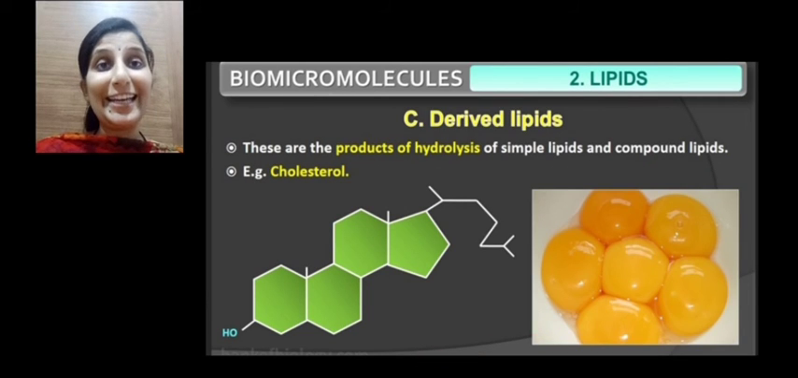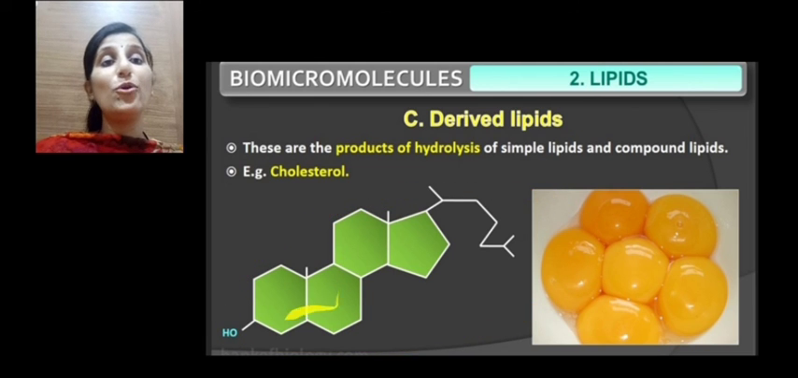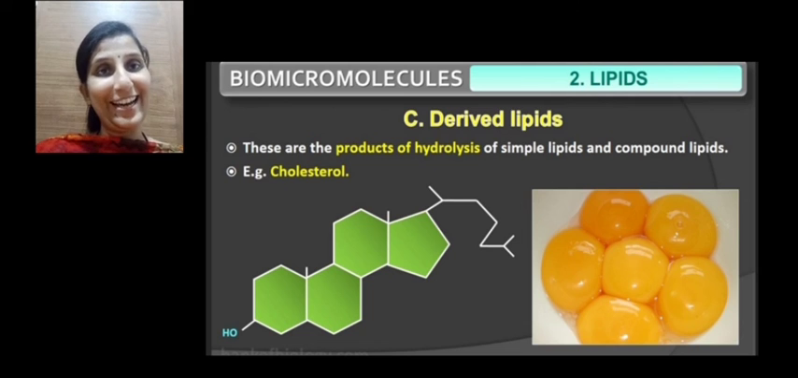The third type is derived lipids. They are products of hydrolysis of simple lipids and compound lipids. Simple lipids, as we have said, are fatty acids combined with glycerol. Compound lipids are fatty acids plus glycerol plus an additional group. Hydrolysis of the simple lipids and the compound lipids yields derived lipids. For example, cholesterol. This is the structure of cholesterol, which has a four ring structure to which a hydroxyl group is attached. So cholesterol is a derived lipid.